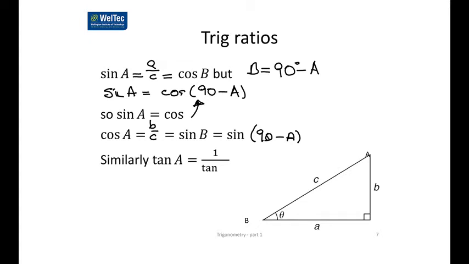Similarly, we can fiddle around and we can find that the tan of A is equal to the tan of 90 minus A.